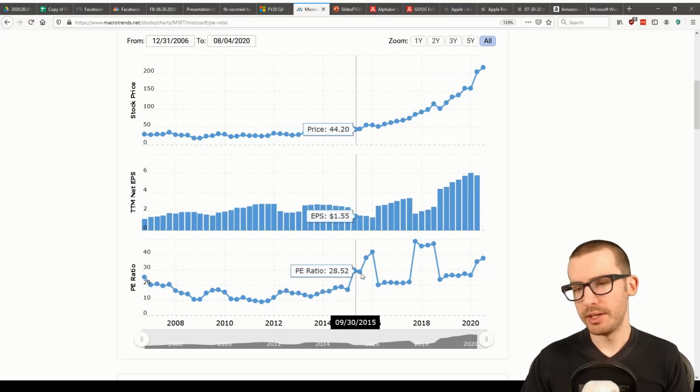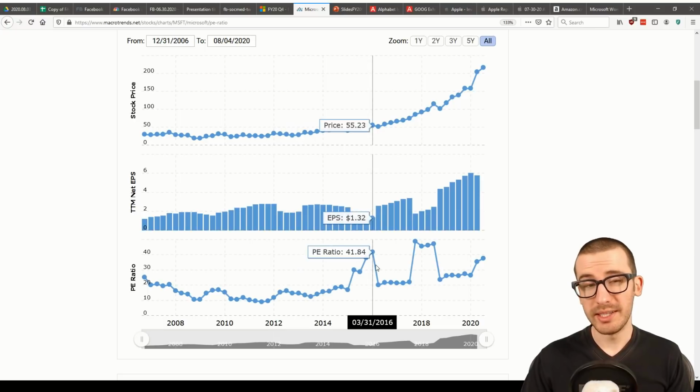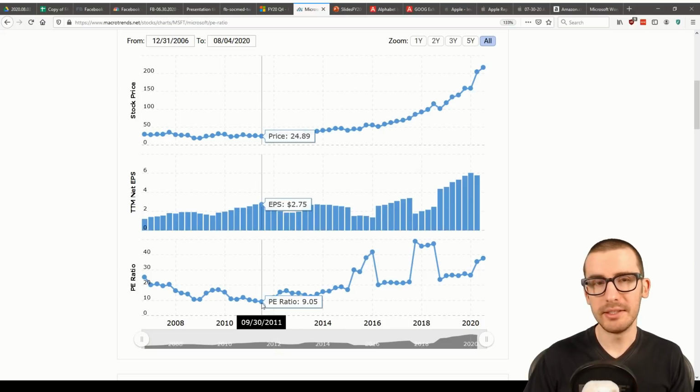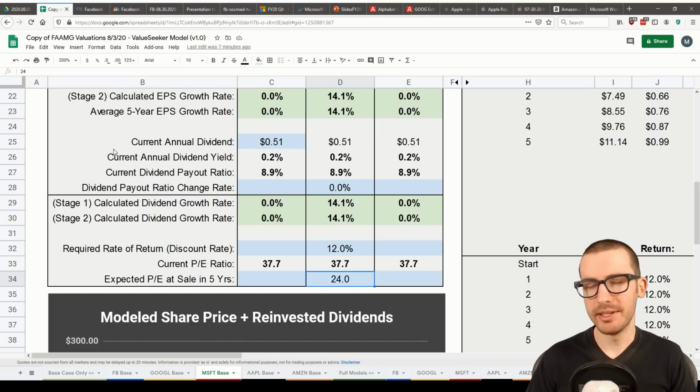Now, the spikes in price to earnings ratio represent one-time impairments that occurred to earnings, which aren't really representative of the true trend. So ignoring those spikes, you can still see that Microsoft's valuation multiple has increased steadily over the last decade. Now, this valuation expansion cannot continue to infinity, and there's a point where investors will say that it's simply too expensive. However, what's really the right valuation multiple?